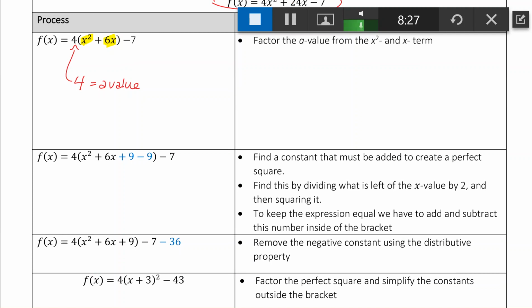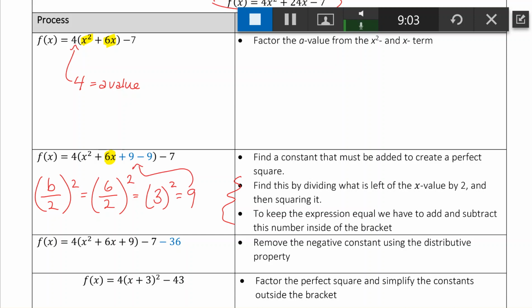The next one, and this is where it gets a little bit tricky, you find a constant that must be added to create a perfect square. In order to do that, and that's kind of what's explained here, you're going to take this little formula, b divided by 2 squared. Well, in this problem, the b value I had is 6x. So I'm going to take that 6, that constant in front of it, and I'm going to plug it in for b. 6 divided by 2 squared, well, 6 divided by 2, what is that? That would be 3 squared equals 9. And that's where you're going to see this plus 9, negative 9.